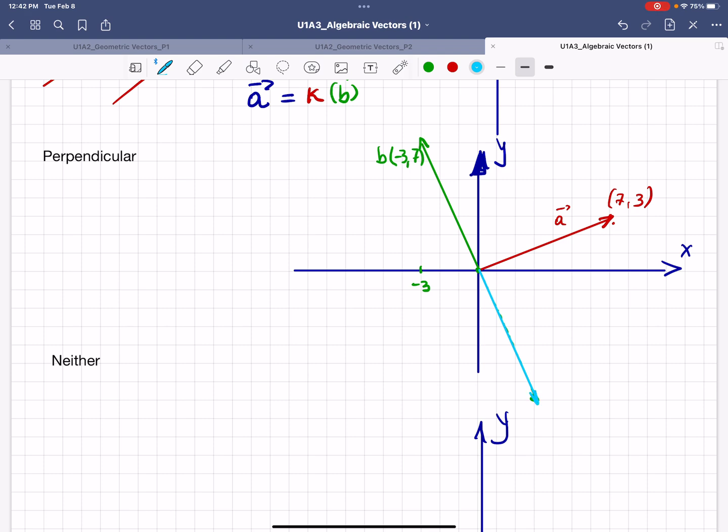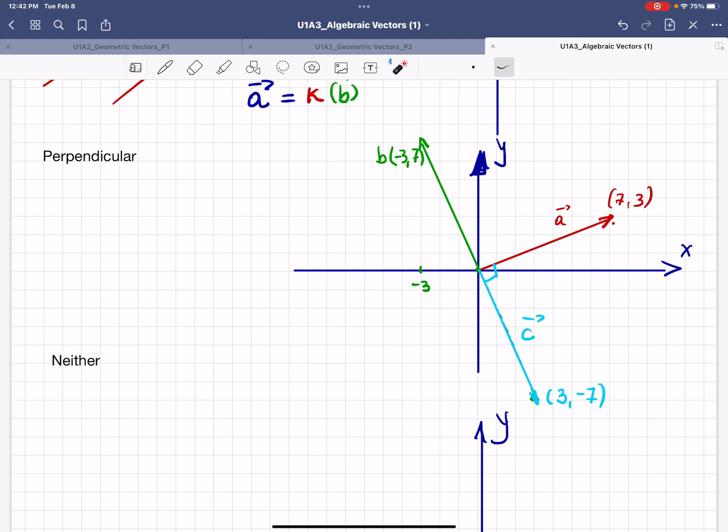All right, and this is vector C. You can see that it makes the angle 90, and the coordinates of vector C are x equals 3 and y equals negative 7. So if you compare it with the coordinates of A, you see that 7 and 3 have switched to 3, 7, and only y is negative.